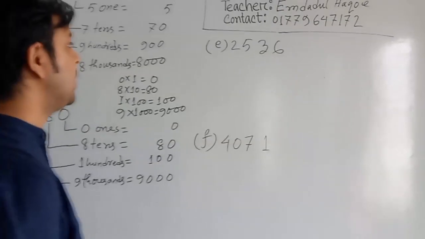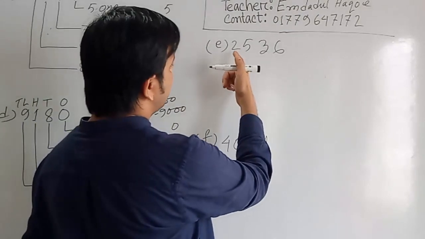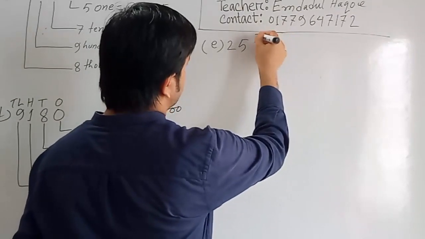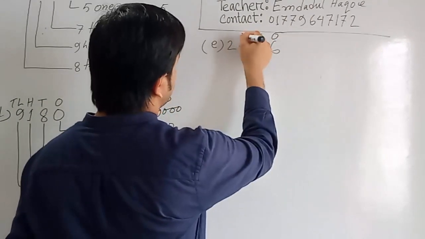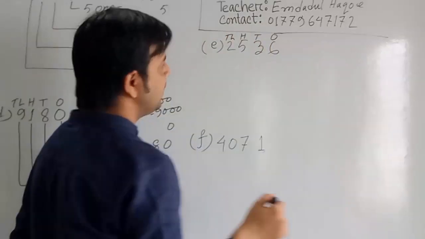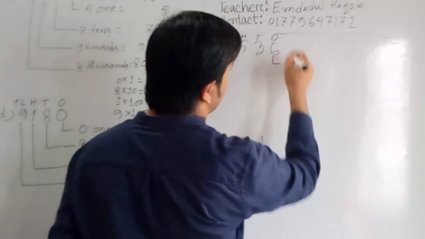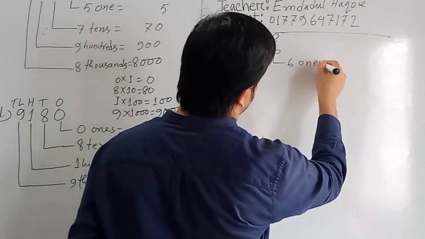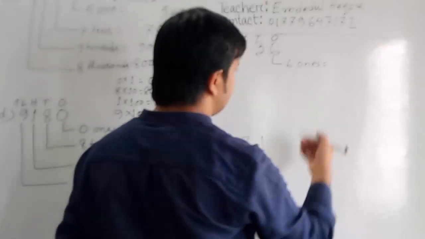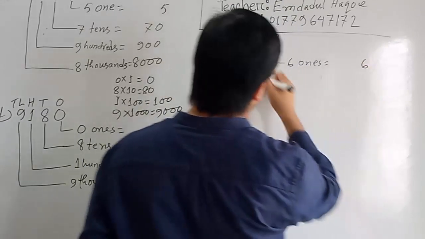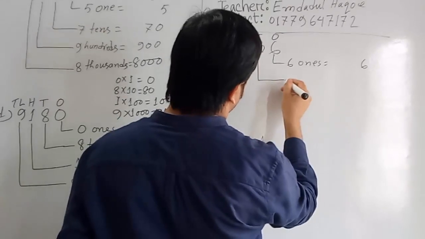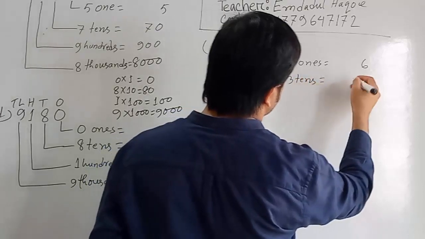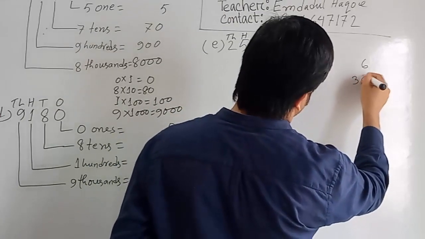Now we have next two numbers. First one is 2536. Indicate the position of the digits: ones, tens, hundreds, thousands. Here 6 is in ones position, so value of 6 will be 6 ones. It means 6 multiplied by 1 means 6. Then value of 3. 3 is in tens position, so we can write 3 tens. 3 tens means 3 multiplied by 10 means 30.